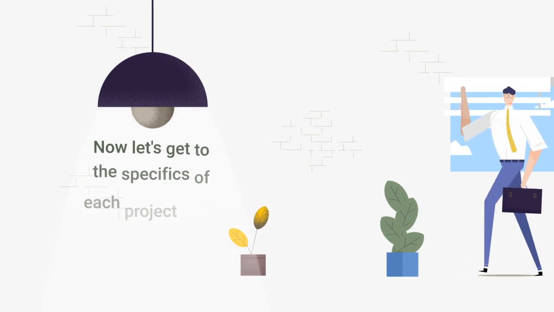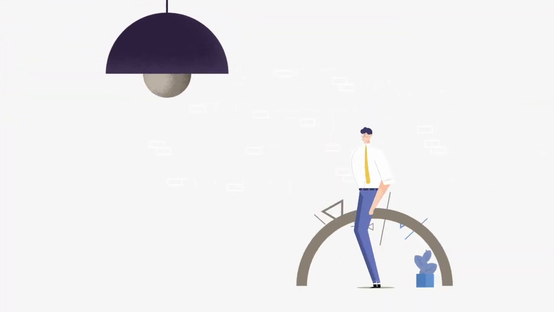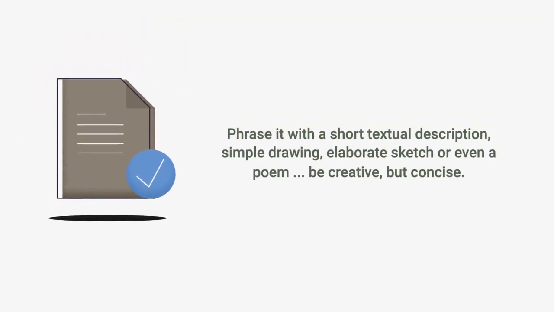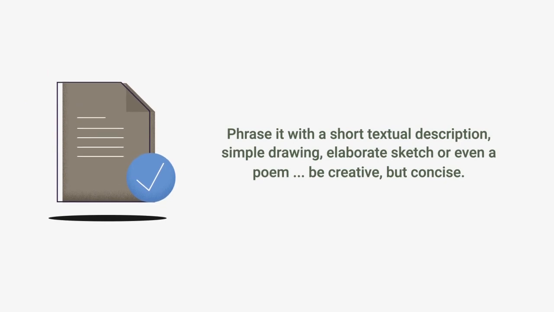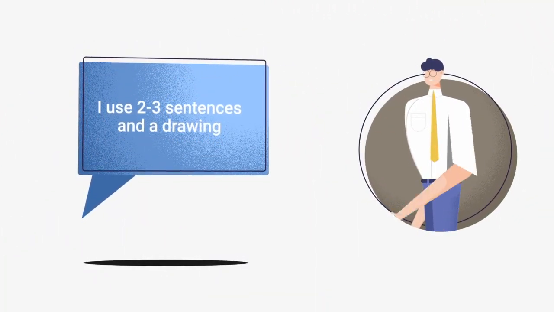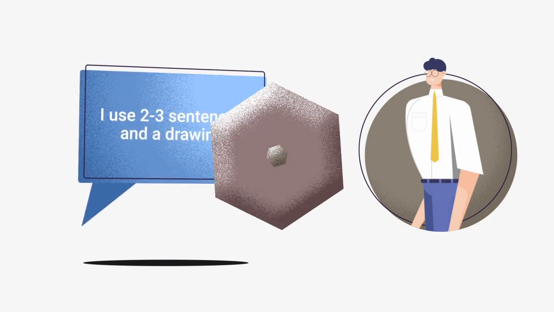Okay, now let's get to the specifics of each project step. Start off with defining a vision for your product that defines, on a high level, which stakeholders will use it and how. This can be a short textual description, a simple drawing, an elaborate sketch, or even a poem. Be creative but concise. Make sure that everyone can easily understand your vision. I normally use at most 2 to 3 sentences to describe my product vision and an accompanying drawing. I place them in the product backlog for future reference.